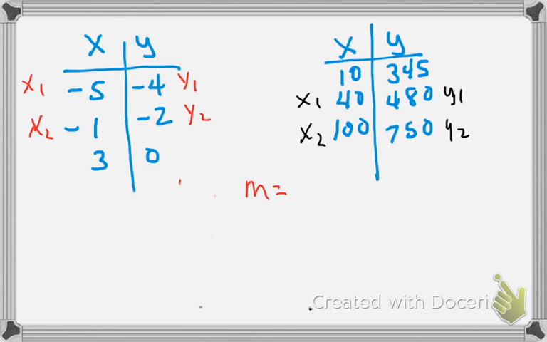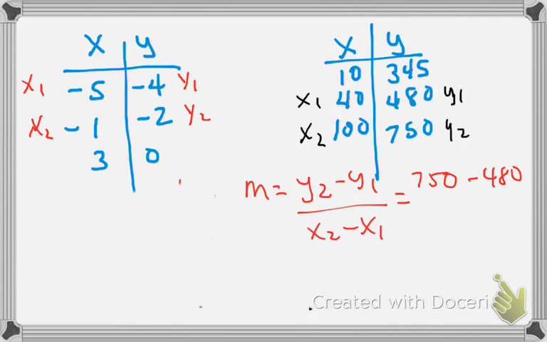The slope formula is y2 minus y1 over x2 minus x1. Alright, so I'm going to just plug them in. 750 minus 480 over, my x values were 100 minus 40. Alright, so I've got to figure out what 750 minus 480 is.